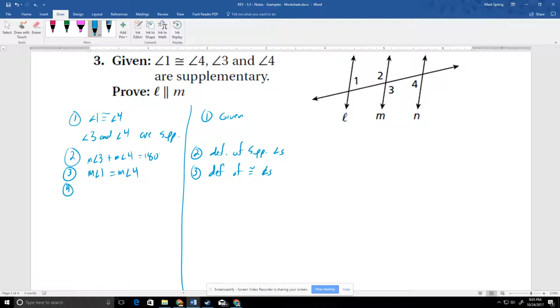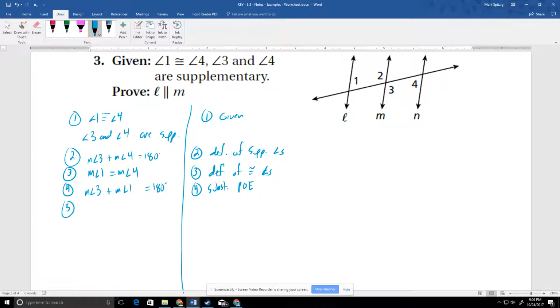Then we have step 4. Here's where I start to try to get to my goal, because I know I want angles 1 and 2 to add up to 180, right? That means they're supplementary, and I can prove them parallel after that. If I'm looking at step 2, it says the measure of angle 3 plus the measure of angle 4 equals 180. Well, I can replace the measure of angle 4 with the measure of angle 1 based on step 3. So if I say the measure of angle 3 plus the measure of angle 1 equals 180, I'm one step closer to having angles 1 and 2 add up to 180, because now I have angle 1 in there. So that's a good step. And all I did is substitute from step 3 into step 2. So that's the substitution property of equality.